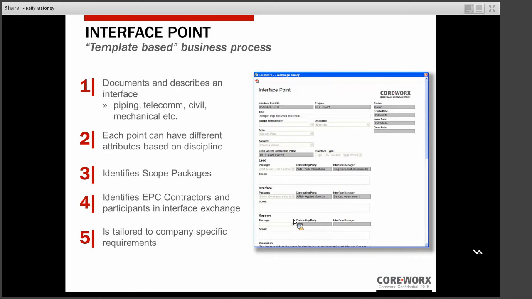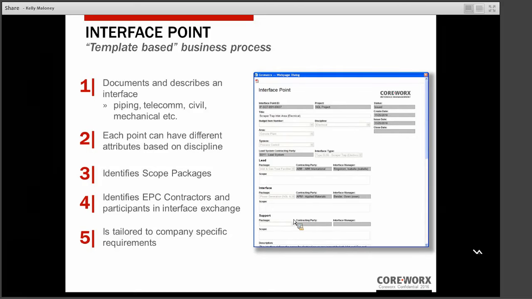Coreworx supports identifying and documenting interfaces by using the interface point form. The interface point really is the basis that builds your initial register. But through the use of a standard form, you can ensure that your business rules are enforced and your data is captured in a consistent manner.